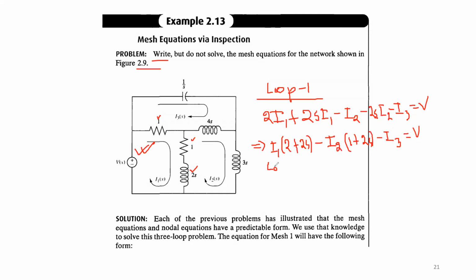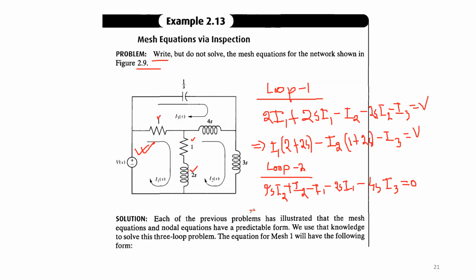For the second loop, loop 2, what you write? First write this loop equation. Now see, 4s plus 3s plus 2s. That means 4 plus 3 is 7, 7 plus 2, 9s. 9s I2 minus I2 plus I2 minus I1 minus 2s I1 and minus 4s I3 is equal to 0.